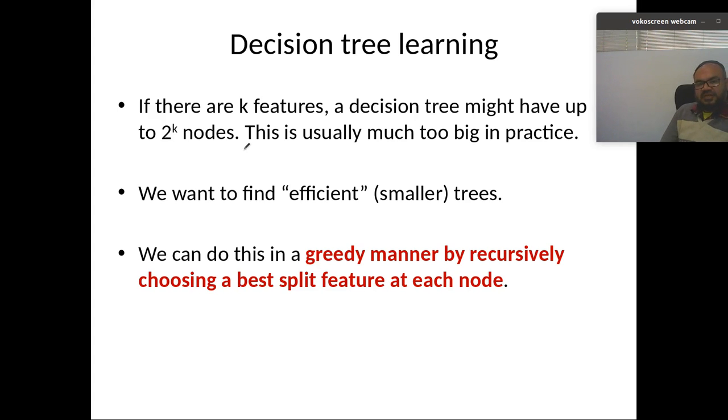In decision tree learning, if there are k features, the decision tree might have up to 2 raised to the power k nodes, and this is usually much too big in practice. So we want to find an efficient implementation of this decision tree algorithm, which means we need smaller trees. The problem with larger trees is twofold. On one side, it's too complex, it takes a lot of time. On the other side, it usually overfits the data. So to have an efficient tree, we can use a greedy manner by recursively choosing the best split feature at each node.